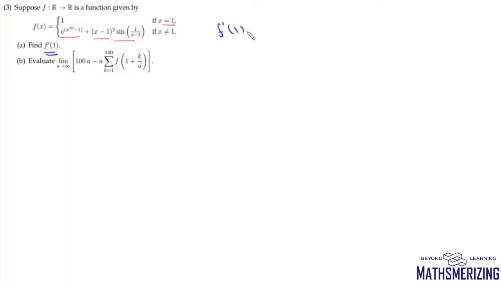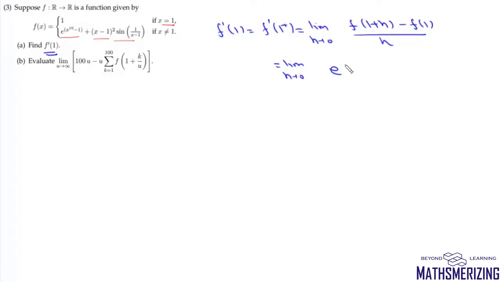Now f dash 1 will be equal to its right hand derivative, which is f dash 1 positive. So we'll write it as limit h tends to 0, f(1 plus h) minus f(1) upon h. Now what is f(1 plus h)? f(1 plus h) will be e to the power ((1 plus h) to the power 10 minus 1) plus h square sine (1 upon h), then minus f(1). f(1) is 1, upon h.